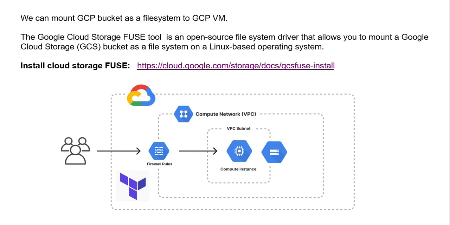Architecture diagram. Using Terraform, I'm going to provision the compute instance as well as the bucket. Once the provisioning is completed, I'm going to install the Fuse tool using a shell script, and once the package installation is completed, I'm going to mount the GCP bucket into the VM. So this entire operation I am performing with Terraform. So we can see the code. Moving to Visual Studio Code.